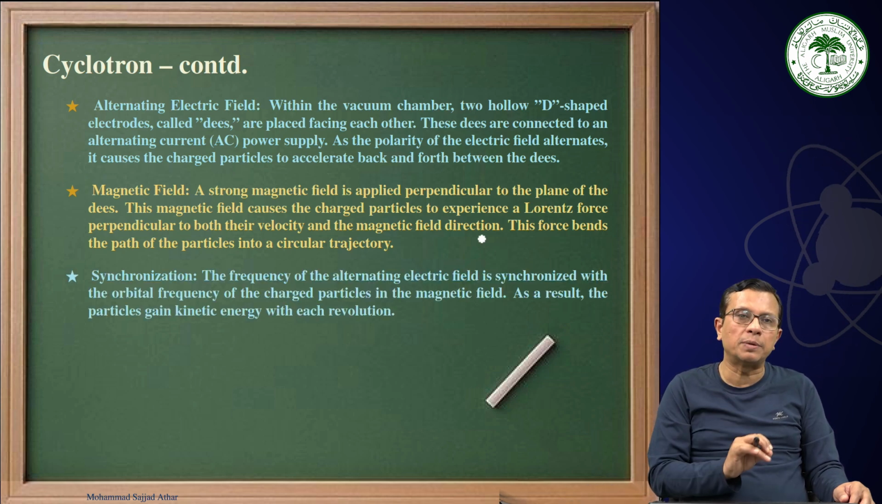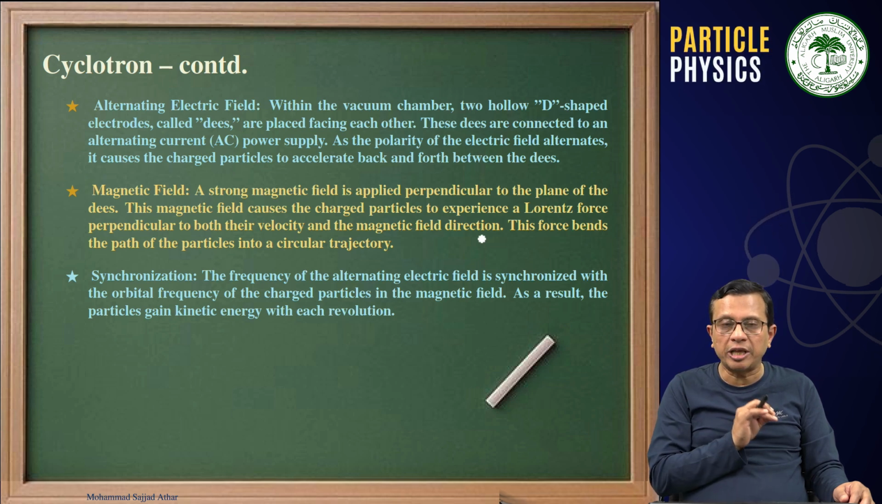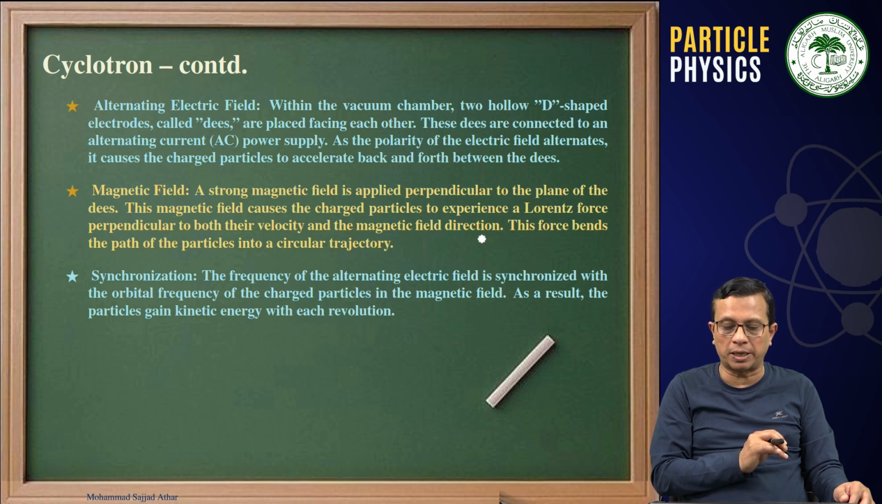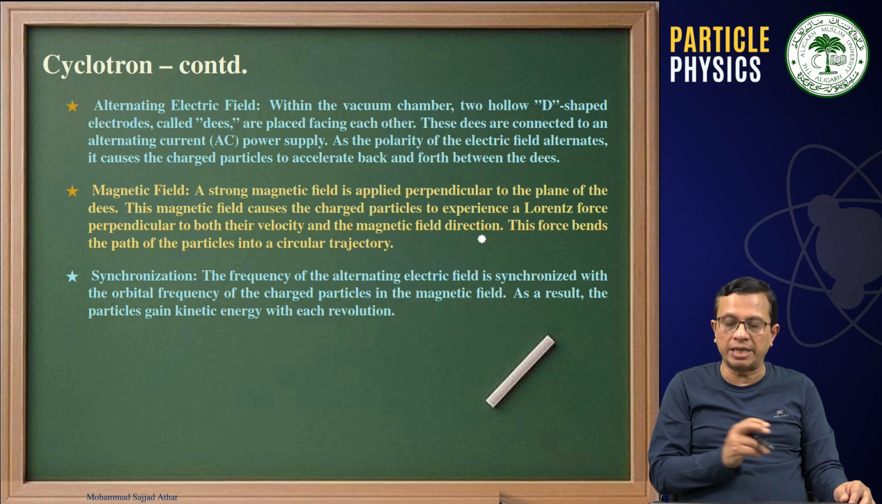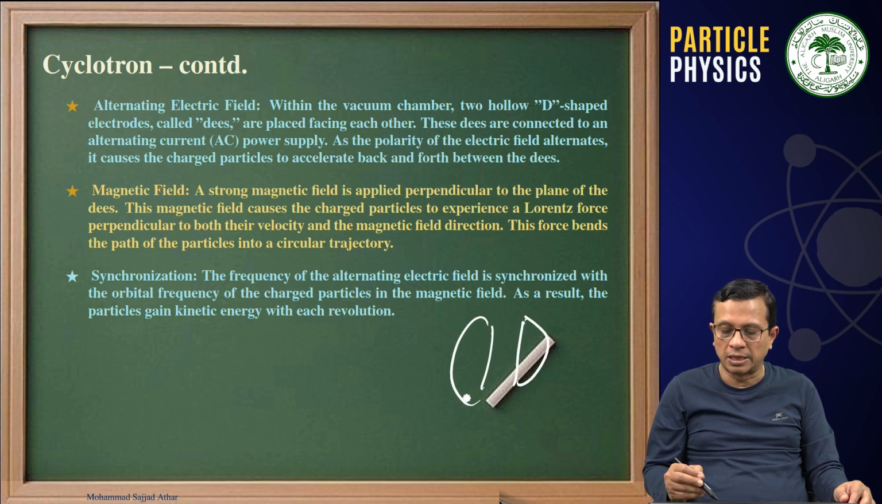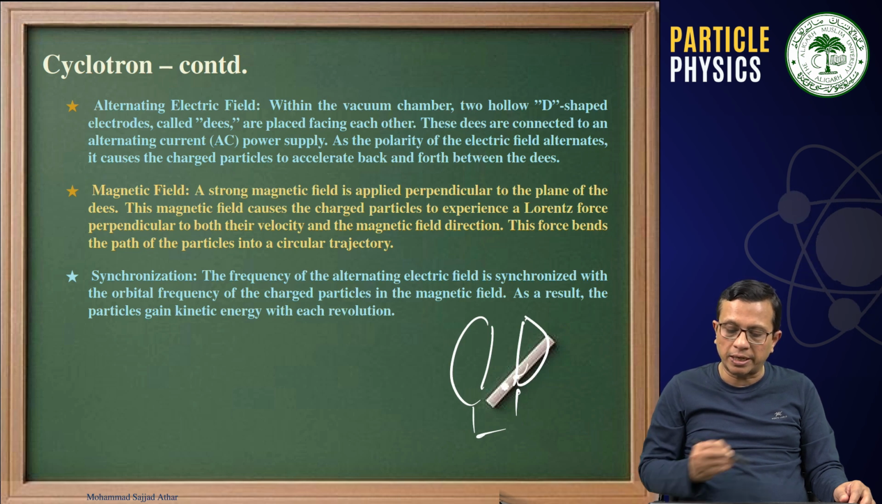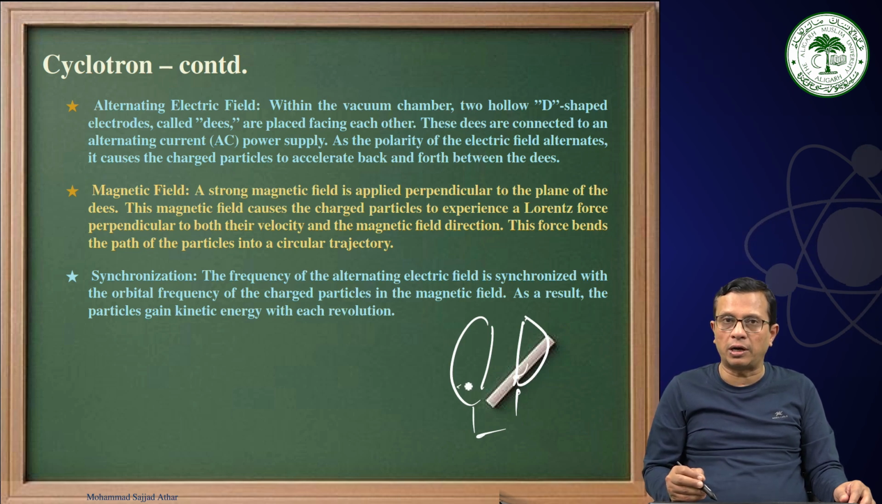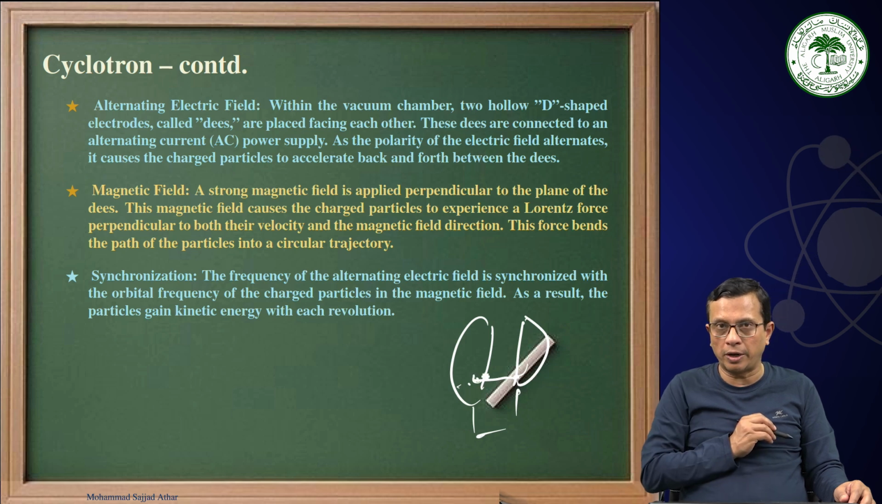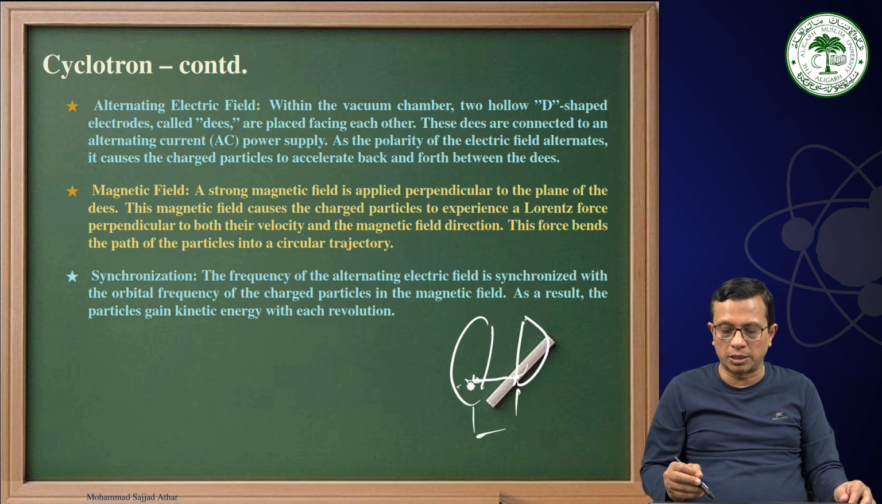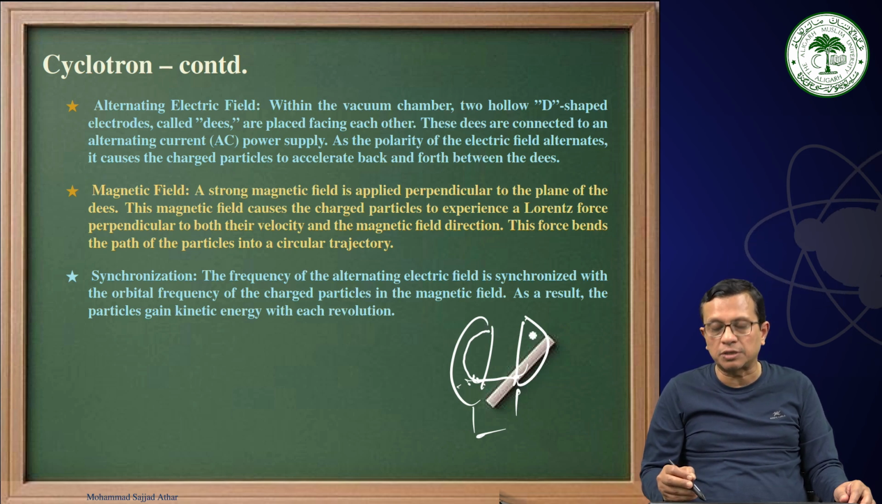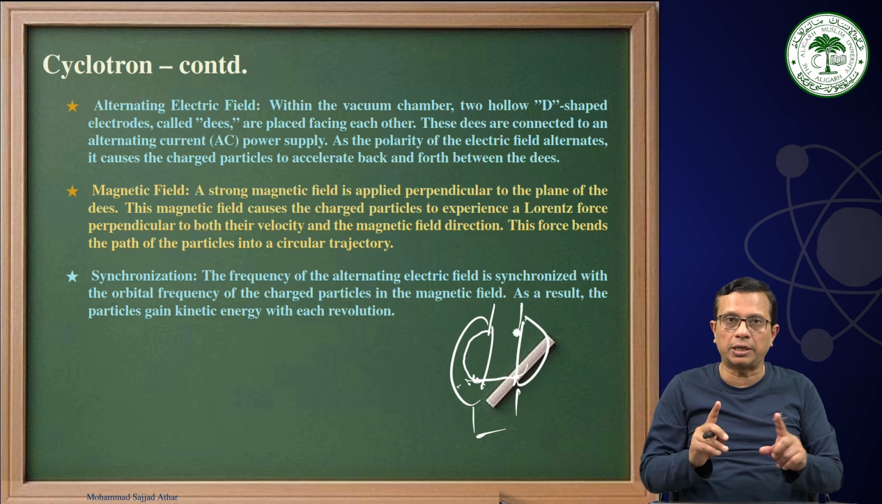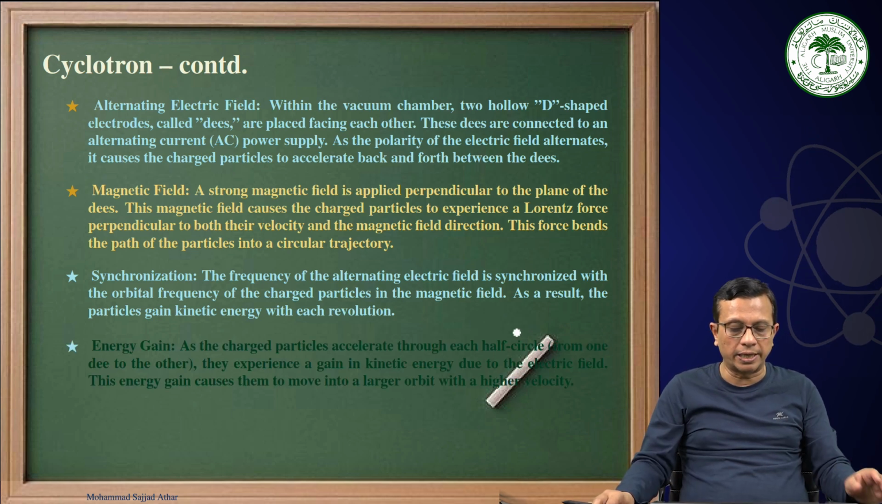Now here the most important thing is the synchronization. The frequency of the alternating electric field is synchronized with the orbital frequency of the charged particles in the magnetic field. As a result, the particles gain kinetic energy with each revolution. Therefore, the important point is the polarity has to change as the particle reaches here. When this becomes of opposite polarity, the particle will be accelerated towards it. Then it follows a path, and when it comes to this point, the polarity of this one gets reversed. Therefore, this synchronization is a very important concept in the case of the cyclotron.